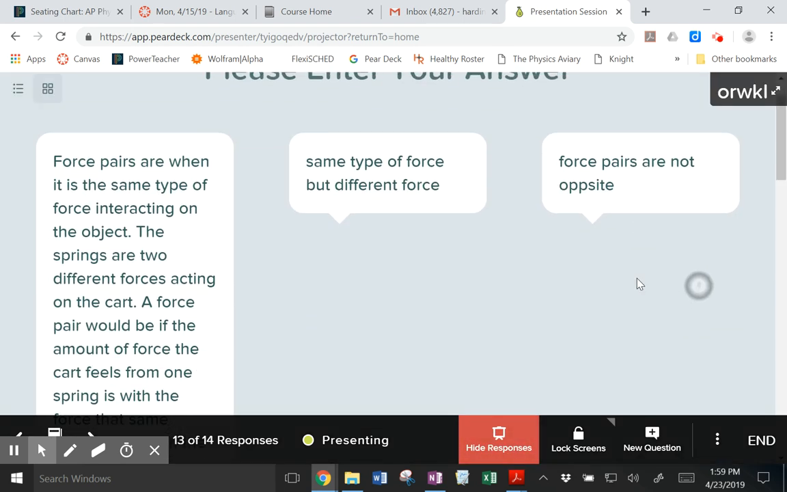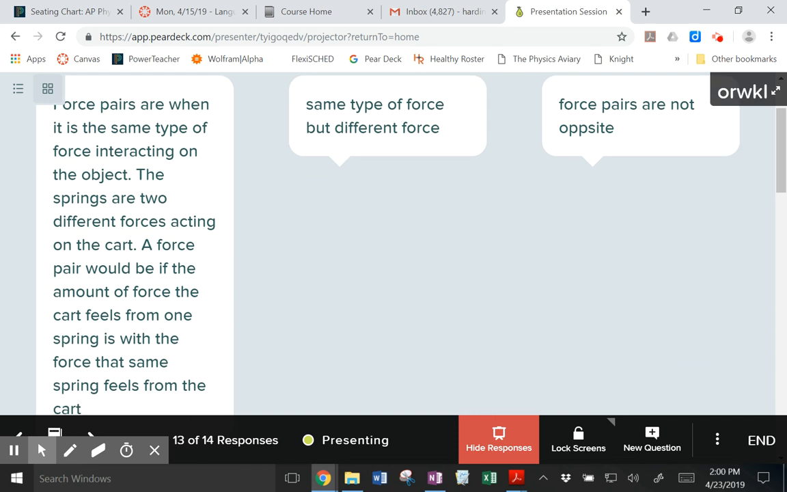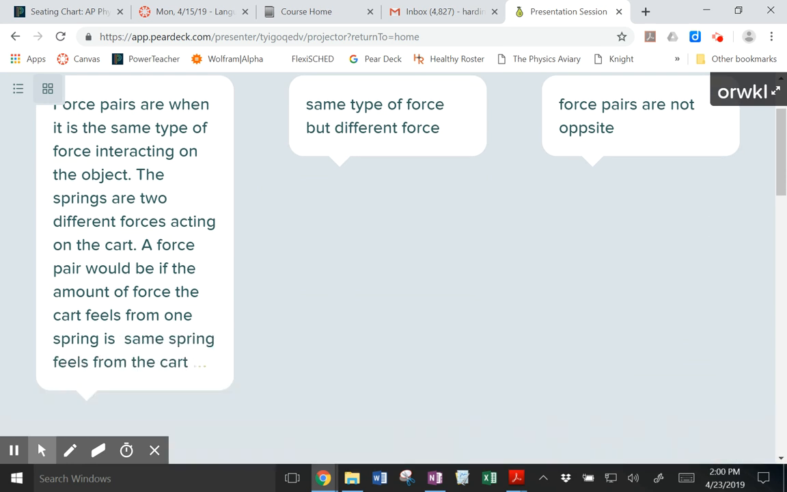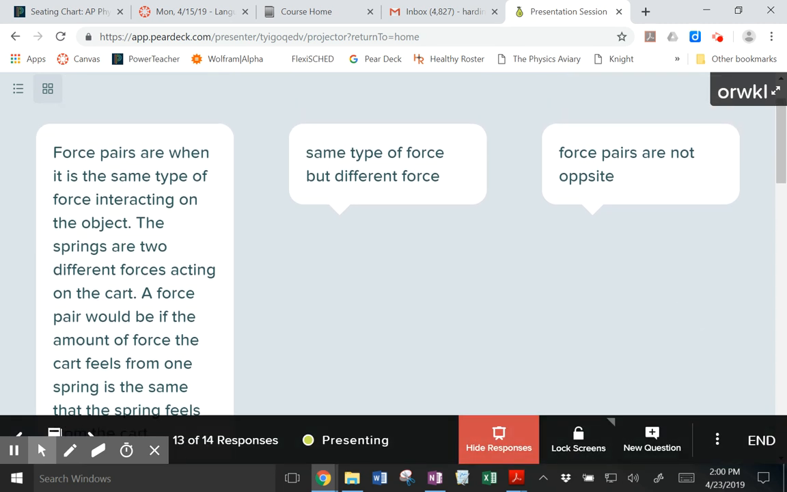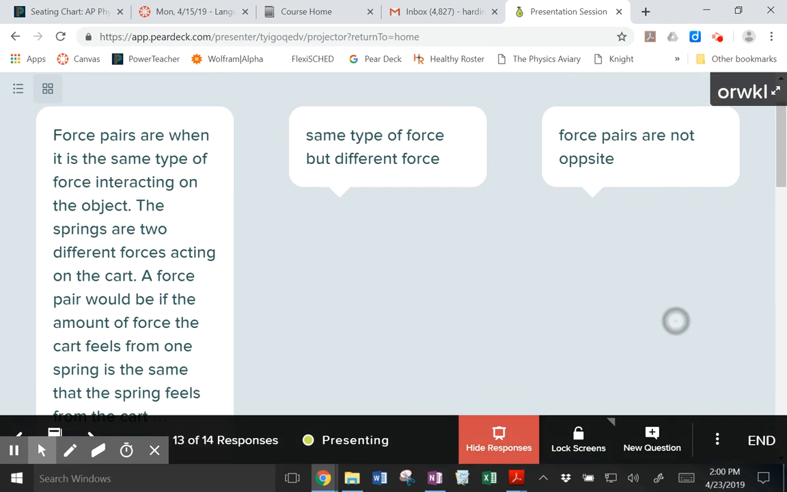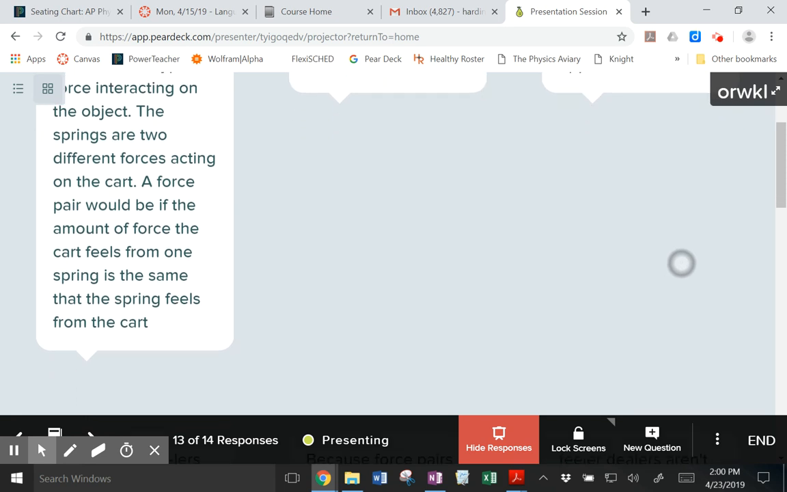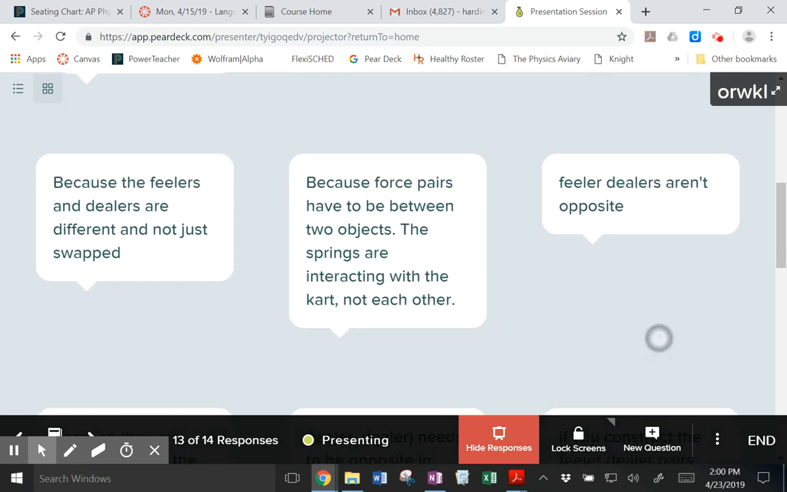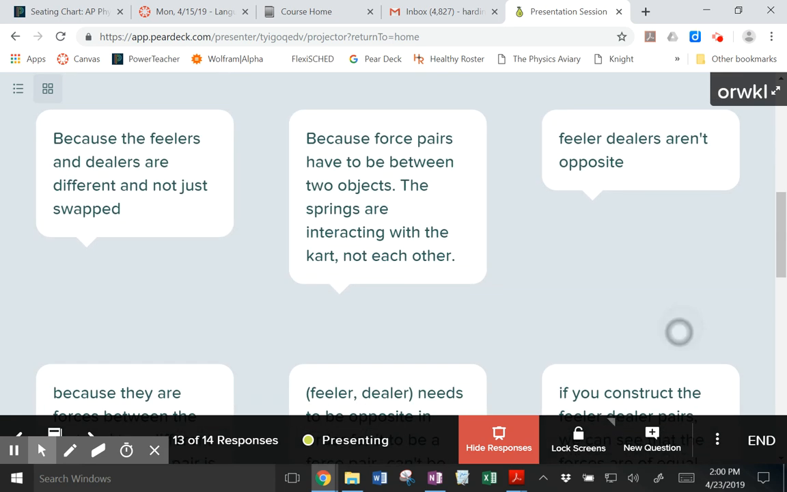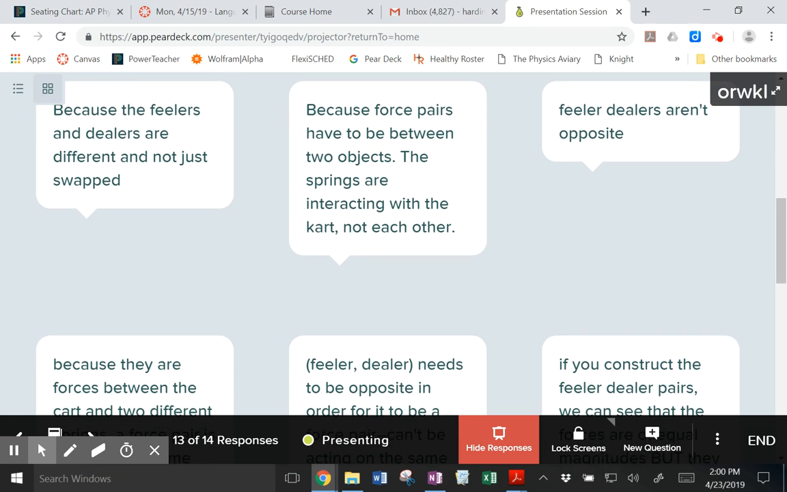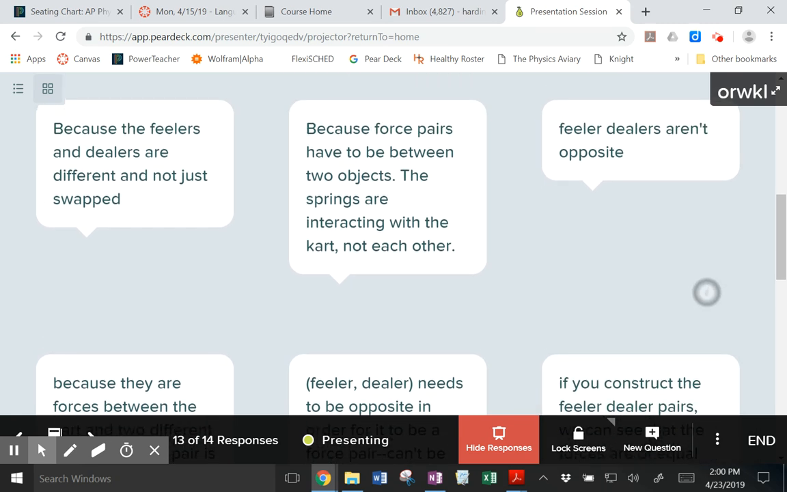Force pairs are when it's the same type of force interacting on the object. Springs are two different forces acting on the cart. I mean, they're both spring forces, friend. Force pair would be if the amount of force the cart feels from one of the springs is the same as the spring feels from the cart. Same type of force, but different force. Okay. Force pairs are not opposite. Feelers and dealers are different, not just swapped. Force pairs have to be between two objects. The springs are interacting with the cart, not each other.